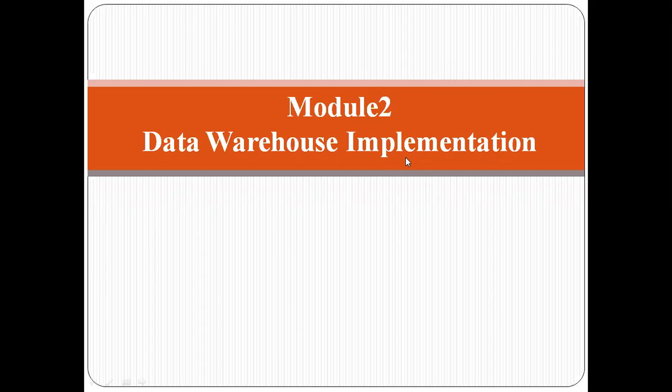In the last class, we completed the first module, which was completely related to the introduction to the data warehouse. I'll just repeat the topics we have studied in the first module. We have seen what a data warehouse is, and the difference between the data warehouse and the online transaction processing system, that is, operational database systems. We have also seen the three-tier architecture of a data warehouse.